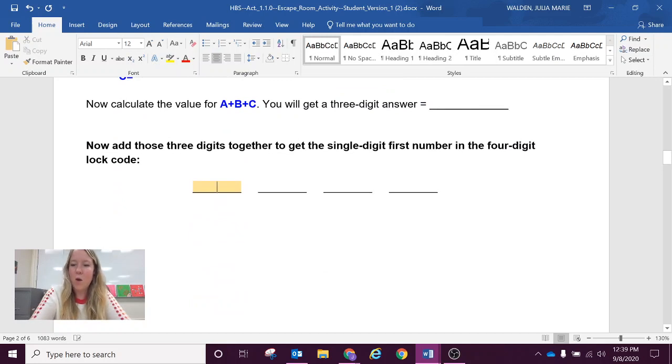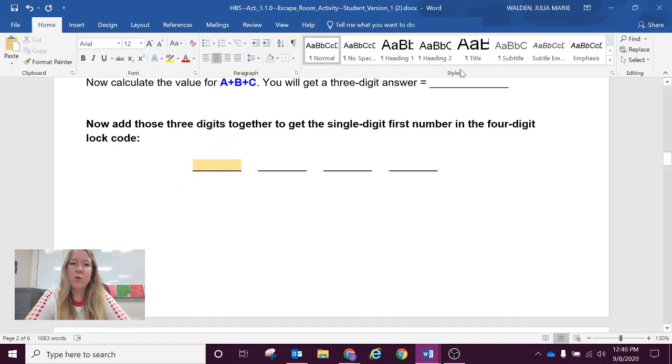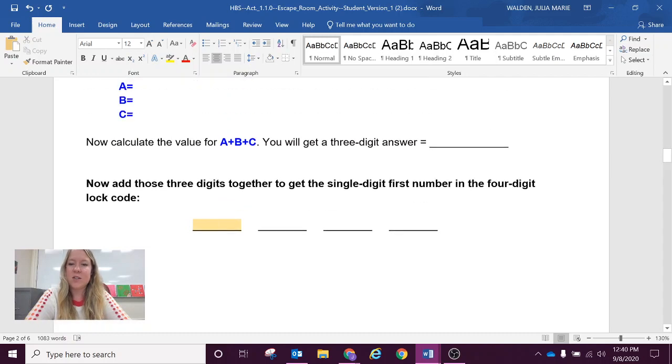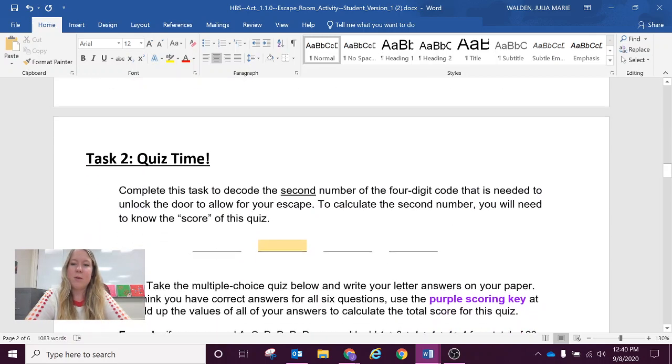So you're not going to write 1, 2, 3 here. You're going to add 1 plus 2 plus 3, and that's going to give you 6, which is what you would type here. So whatever you get for your 3-digit answer, don't forget to add those digits together.